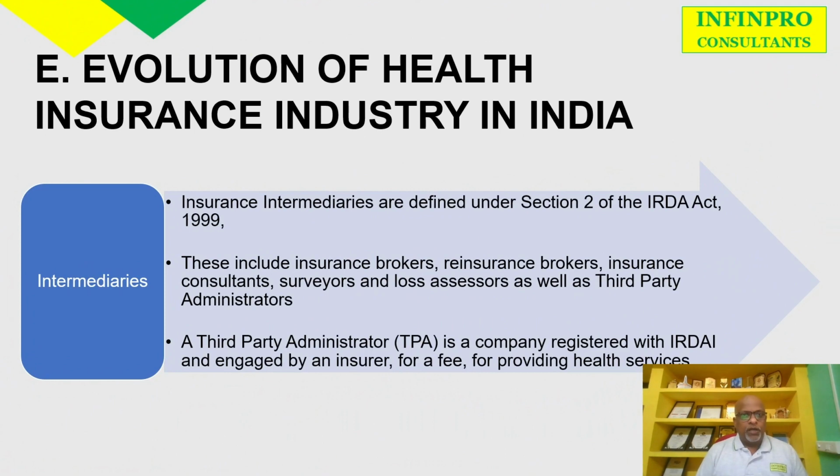So, understanding who provides these services, there are intermediaries as approved by IRDA under Section 2. An intermediary is defined as somebody who will provide the health insurance service to the end user, right? And they include brokers, reinsurance brokers, insurance consultants, surveyors and loss assessors, as well as third party administrators. A third party administrator is a company registered with IRDA, engaged by an insurer for a fee given by the health insurance company to the TPA, or third party administrator.